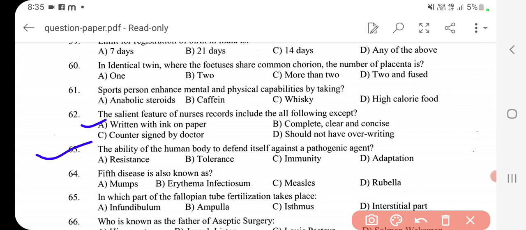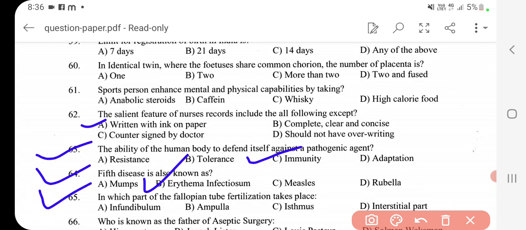Next, 63. The ability of the human body to defend itself against a pathogenic agent is resistance, tolerance, immunity, adaptation. So right answer is immunity. 64. Fifth disease is also known as mumps, erythema infectiosum, measles, rubella. So right answer is erythema infectiosum. Fifth disease is also known as erythema infectiosum.